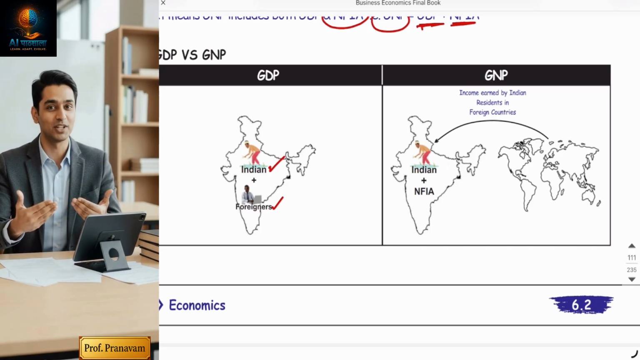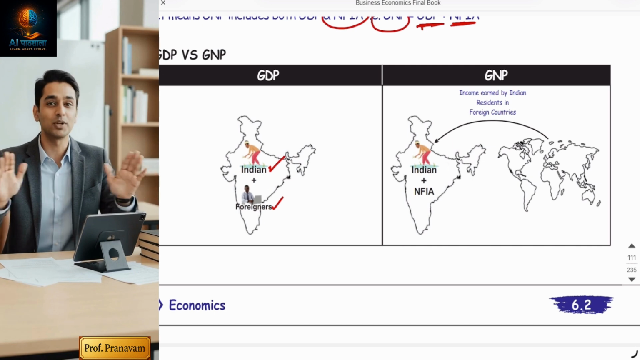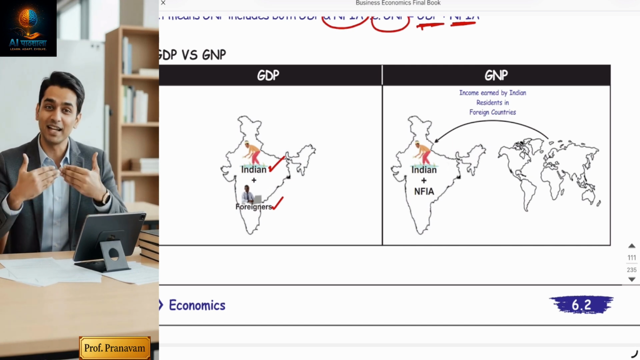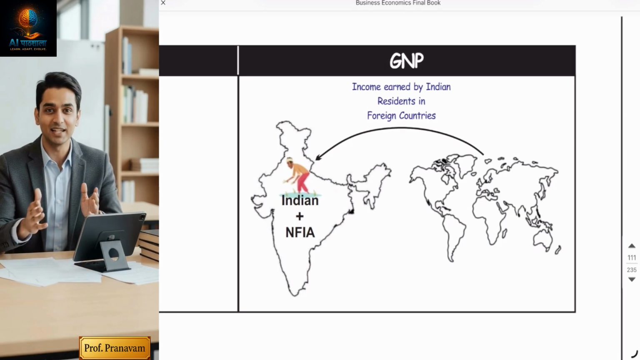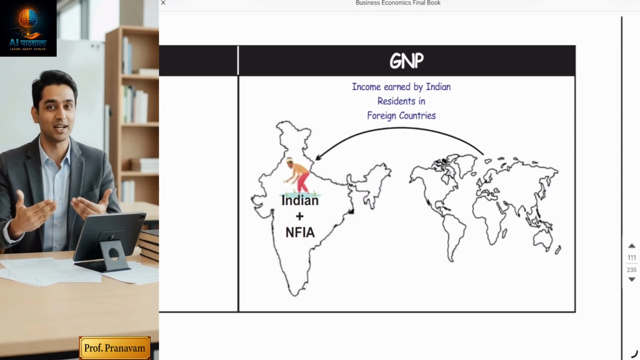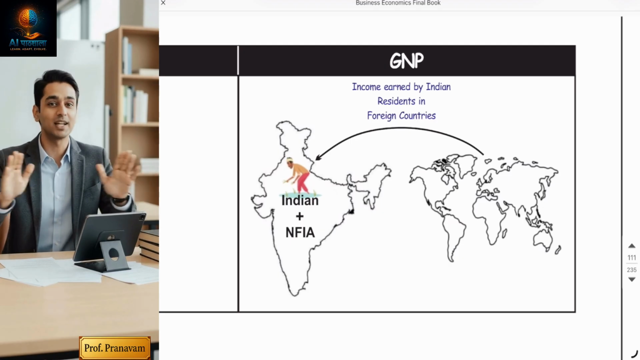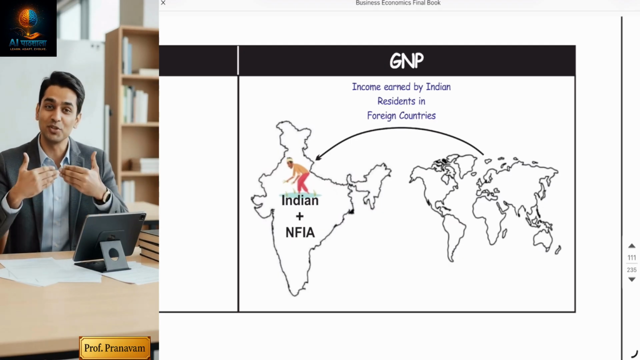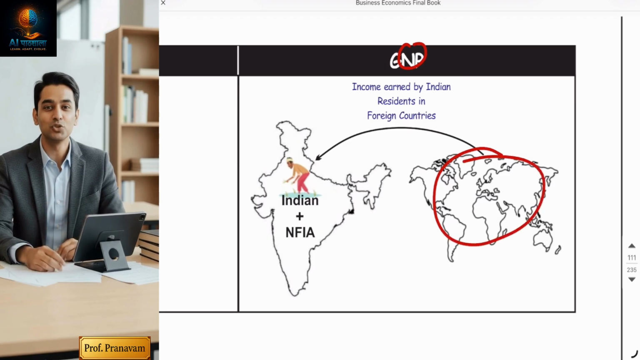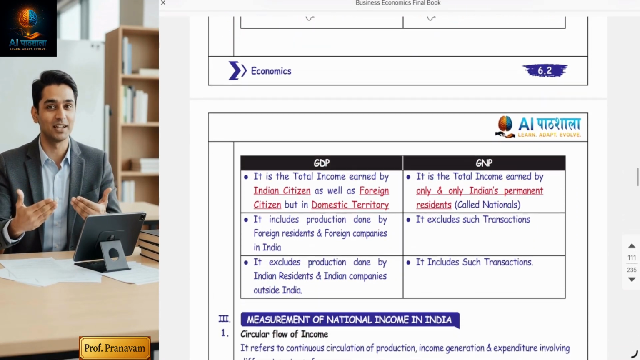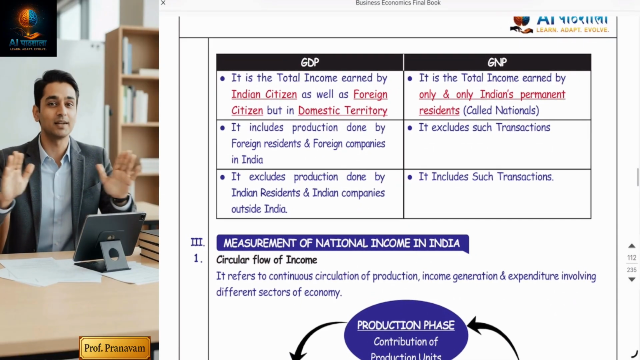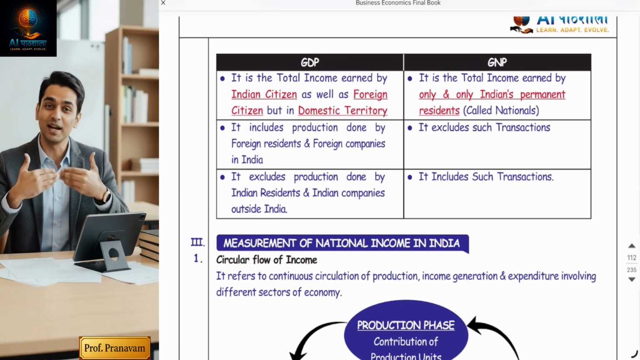Means GDP is not focusing on Indian citizens or foreign citizens, it is focusing on domestic territory. But GNP is focusing on Indian citizens, irrespective of whether they are earning from India or from the entire world. So the national includes the world as well as India, but income earned only and only by Indians. So this is the basic difference. So understand the difference over here.